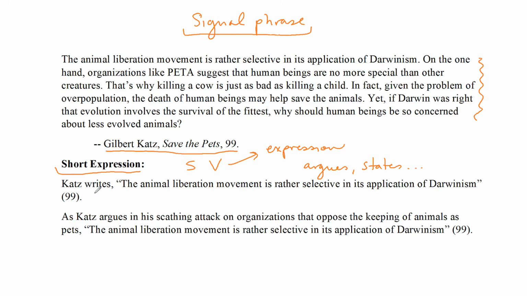And you can see that here we have writes, there's our verb of expression. We also have Cates. Cates is our author who is doing the expressing. And that's really all we need in the simplest form for a short expression signal phrase. So after that, we're going to add our comma. And then we have the quotation. So our quotation here is a complete sentence. Complete sentence. As a result, it starts with a capital.